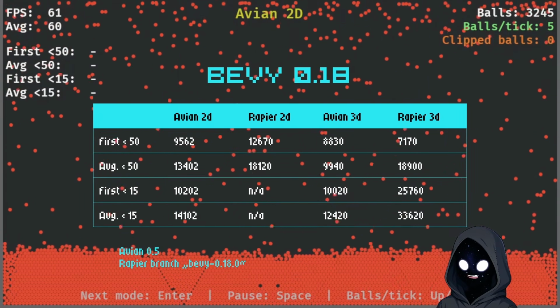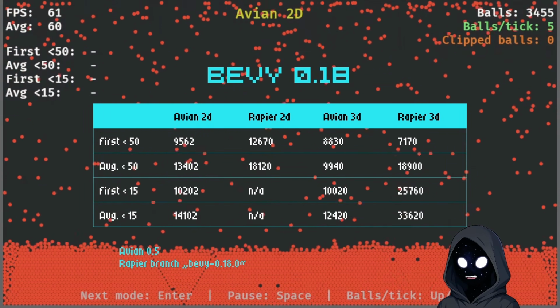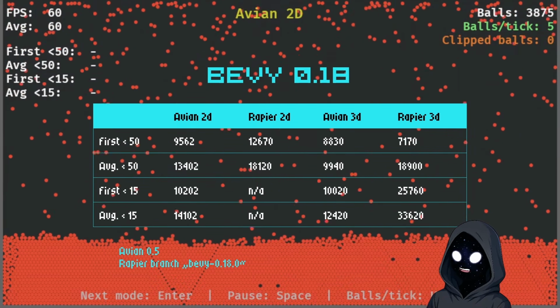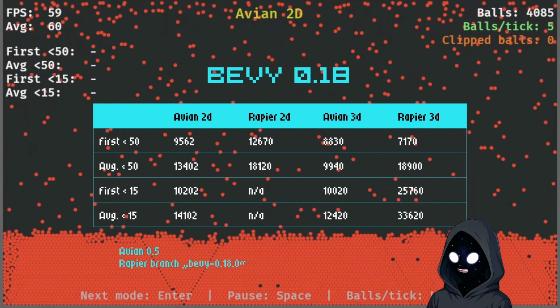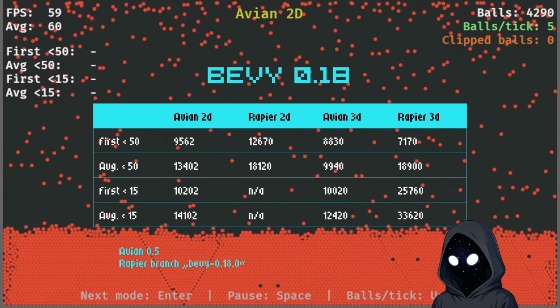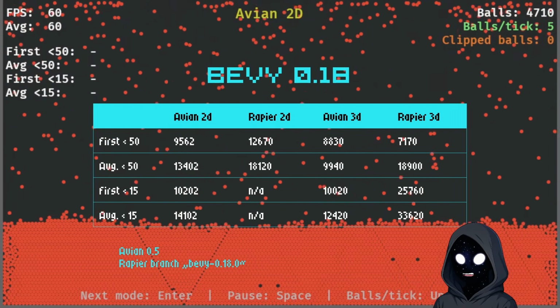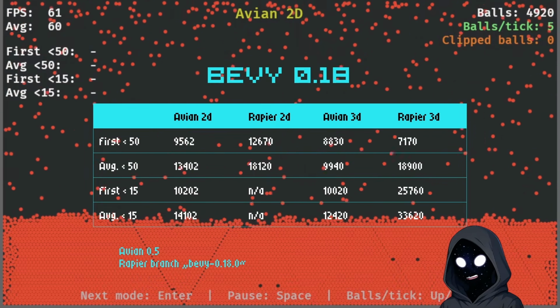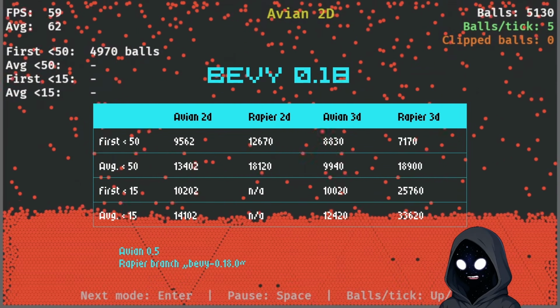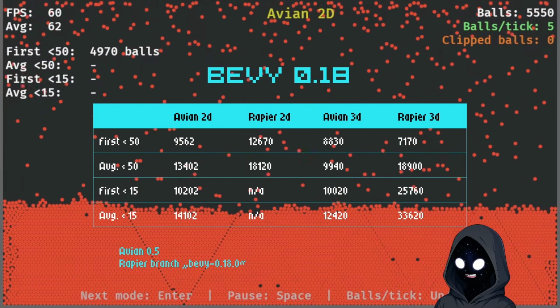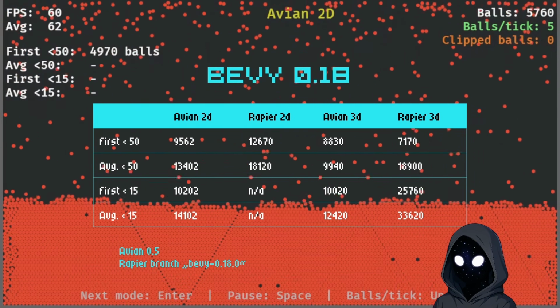The promised threefold increase of performance in Avian 2D is real. We see that first below 50 is now 9,500 balls. Average is 13.4 thousand below when we hit below 50 frames per second. That's a lot of balls, no? First below 15 is at 10k and average below 15 is at 14.1k.